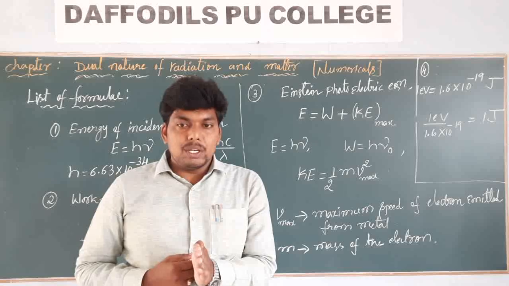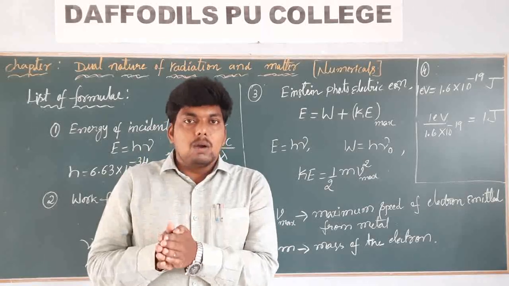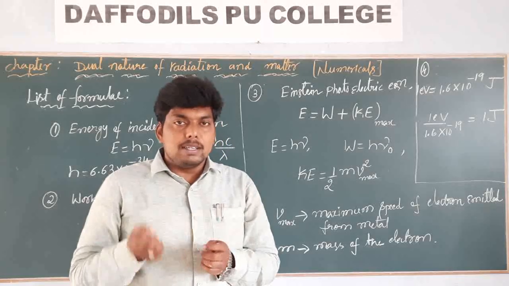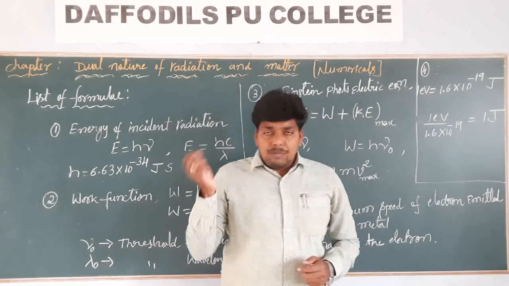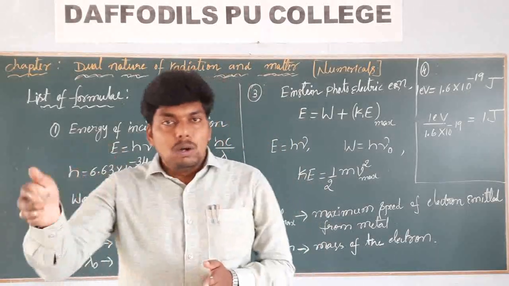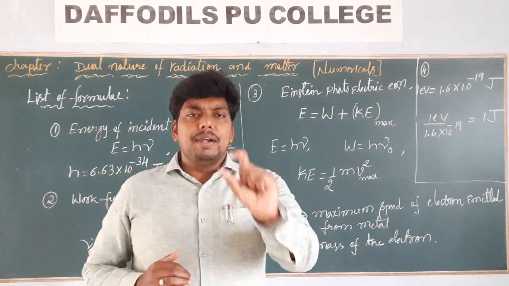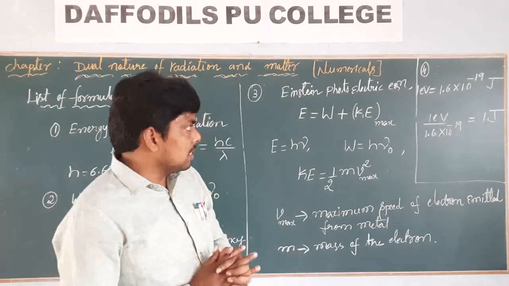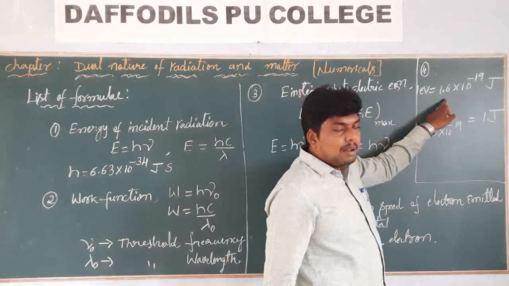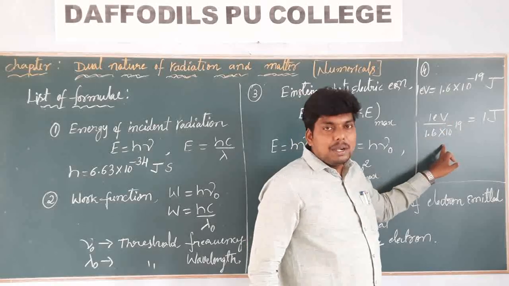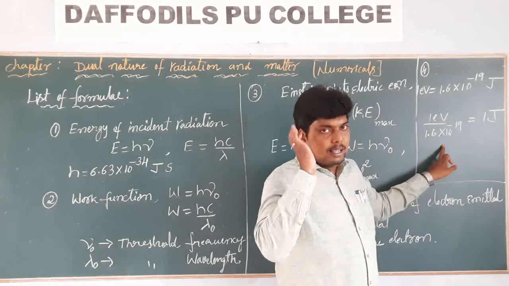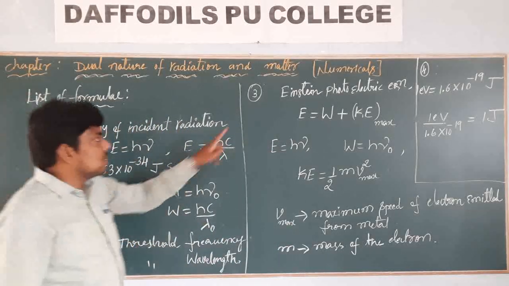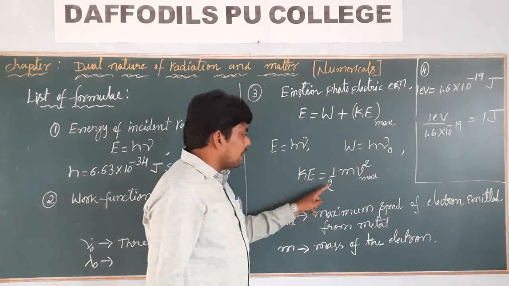That means when you convert from electron volt to joule, multiply with the charge of the electron, that is 1.6 into 10 to the power minus 19. If you want to convert from joule to electron volt, you have to divide with the value 1.6 into 10 to the power minus 19. Here you multiply with the charge of the electron, and here you divide with the charge of the electron. Just remember that point: energy, work function, Einstein photoelectric equation along with the kinetic energy.